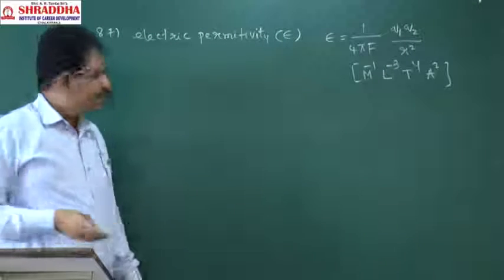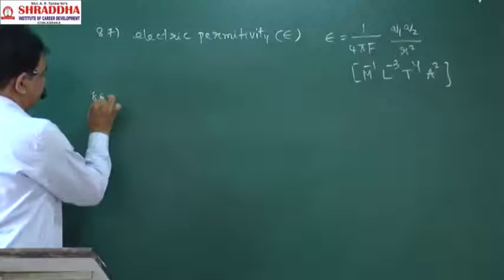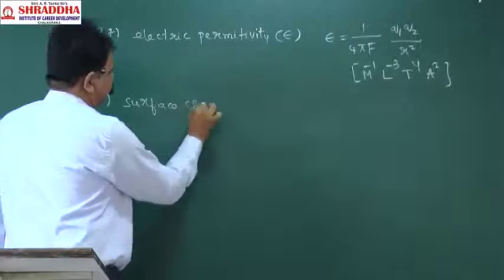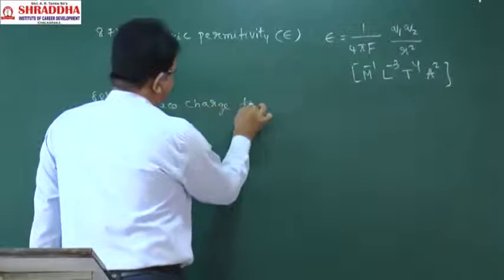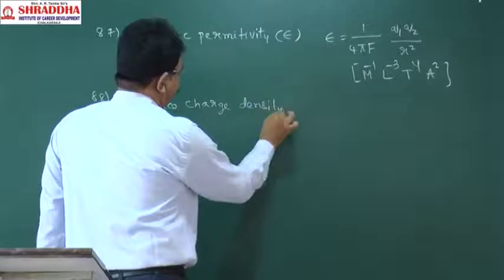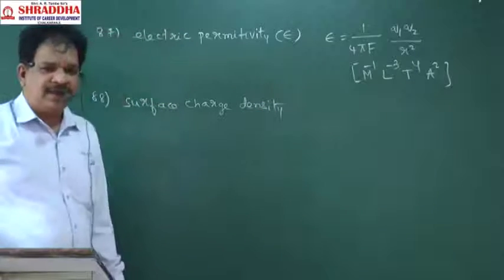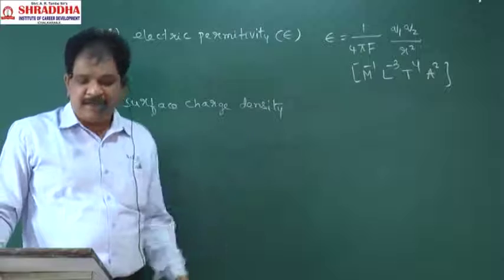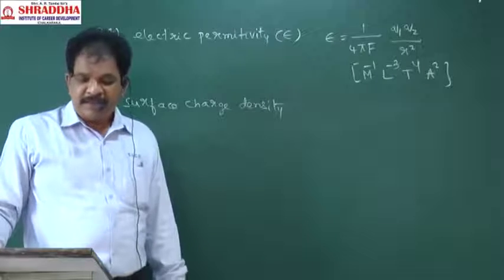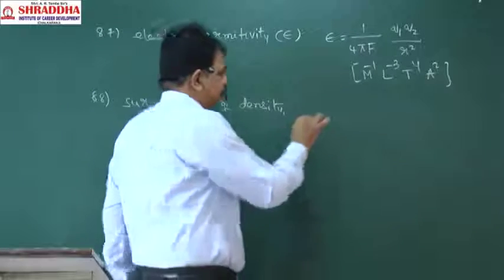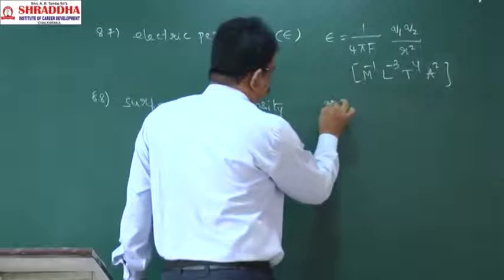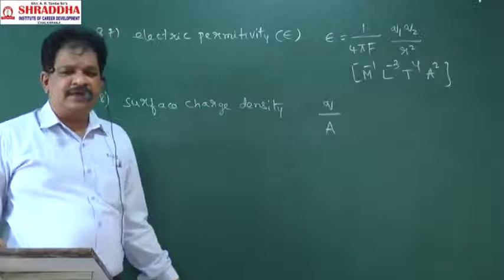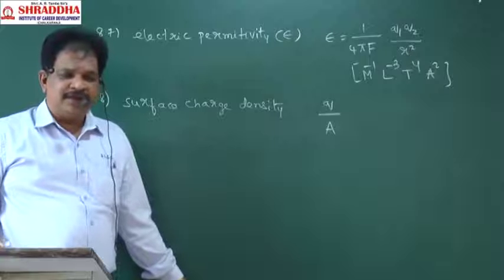Next, 88, surface charge density. Charge per unit area will be called the surface charge density. So Q by A.